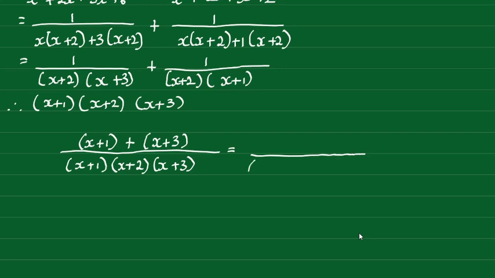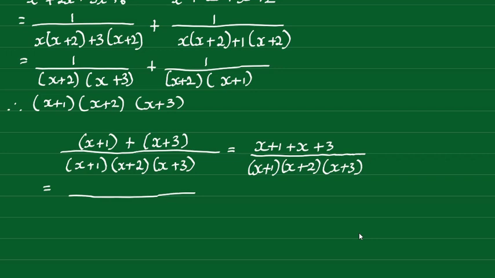We'll copy out our denominators. We have x plus 1, x plus 2, x plus 3. Now we remove our brackets and we'll have x plus 1, plus times x gives us plus x, plus times 3 gives us plus 3. Our numerator becomes 2x, because x plus x gives us 2x, and plus 1 plus 3 gives us 4. So we have 2x plus 4.